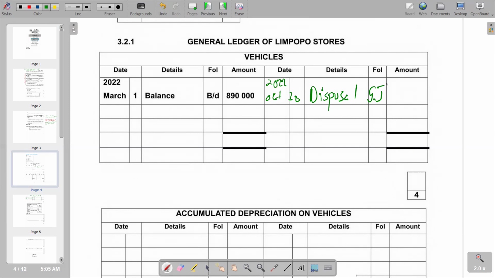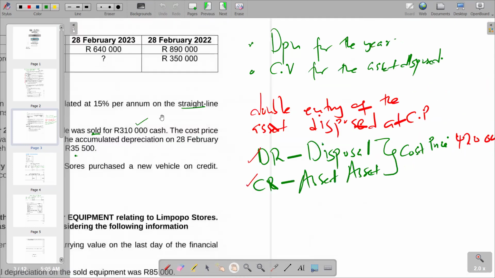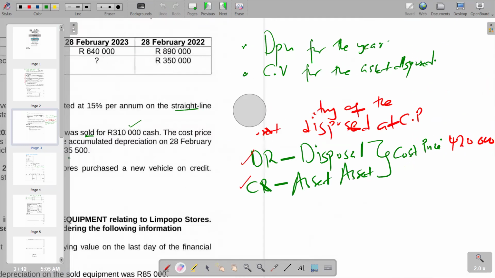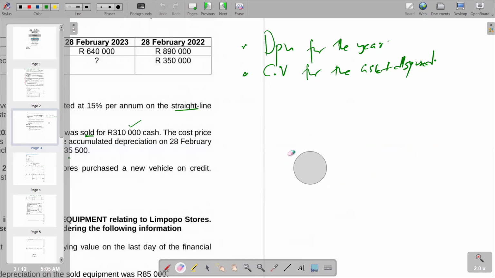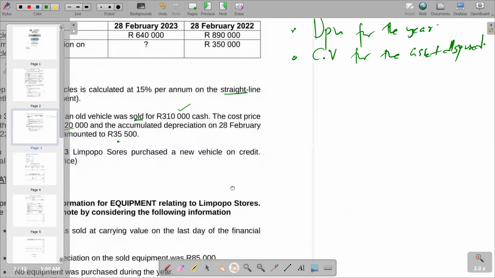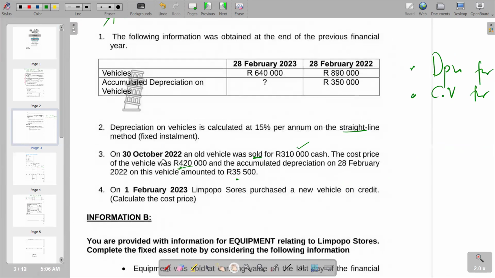Now the amount is 420. So we are saying 420. So this is what we have. So we have finished double entry at cost as we are removing the asset in our books. So we can just try to see the next double entry that we need to take note of as we complete the accounts of the assets that we need to complete.